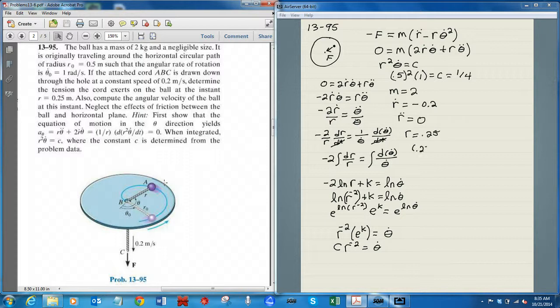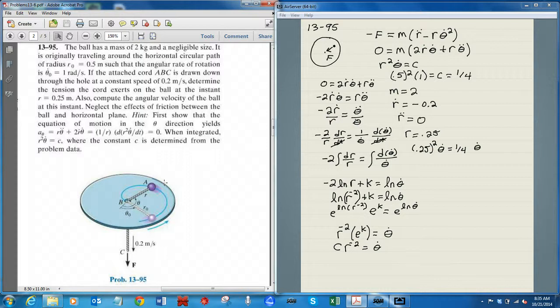So theta dot at the time that we're interested in is 0.25 divided by 1/16, so that would be, let's see, 4. So theta dot is equal to 4.